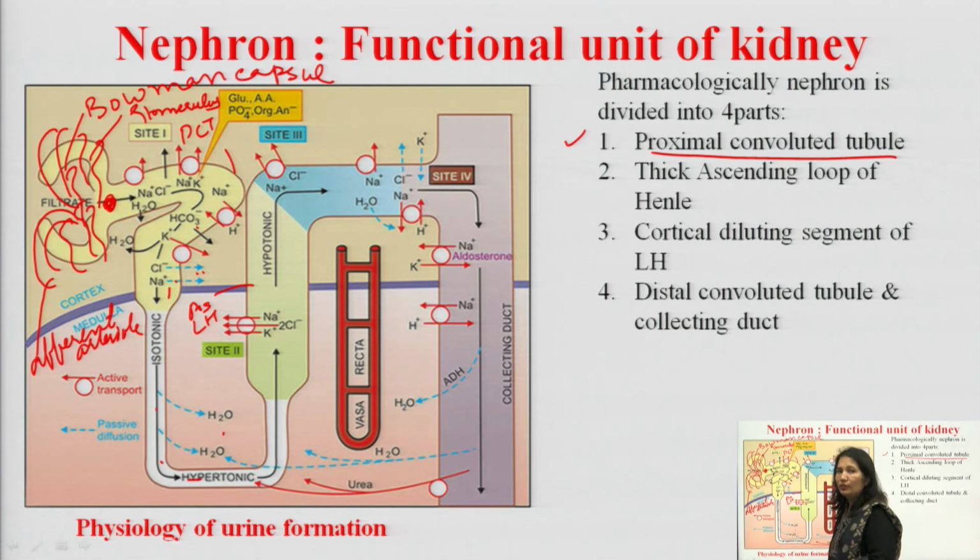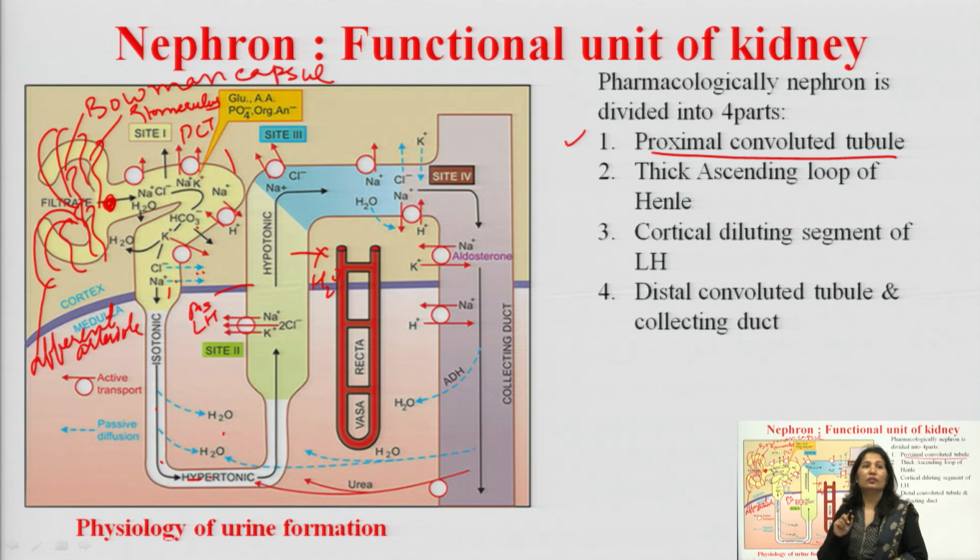So what type of fluid is left here? Hypertonic. The tubular fluid is now hypertonic because sodium is present inside the lumen but water is reabsorbed. Now this hypertonic fluid enters the ascending loop of Henle, whose function is exactly opposite to the descending loop. The ascending loop of Henle is impermeable to water, but permeable to sodium.